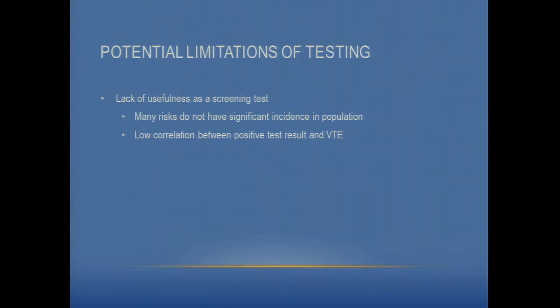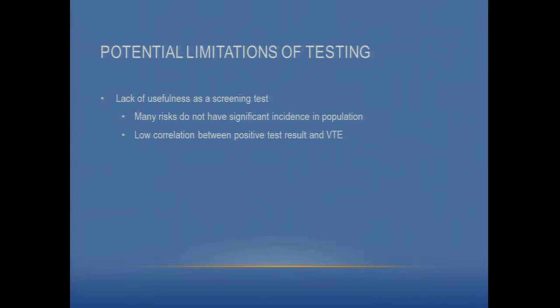screening worthwhile. And we also know that even for the common ones, factor V Leiden, there's low correlation between a positive test result and the relative risk for having a VTE. So if 5% of us are walking around with a factor V Leiden mutation, that's one out of every 20 people in this room, assuming we were all Caucasian. Just having a positive test result isn't going to predict which one of us is going to have a thrombus.